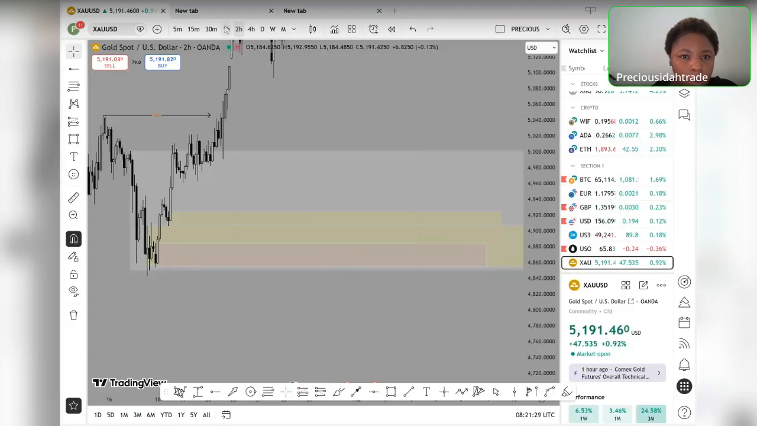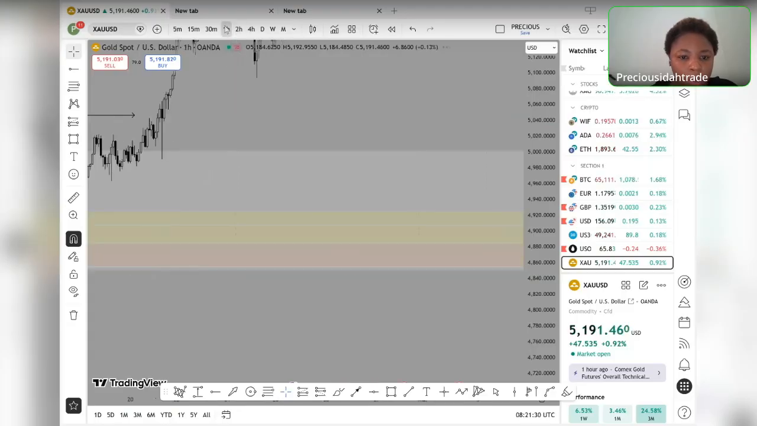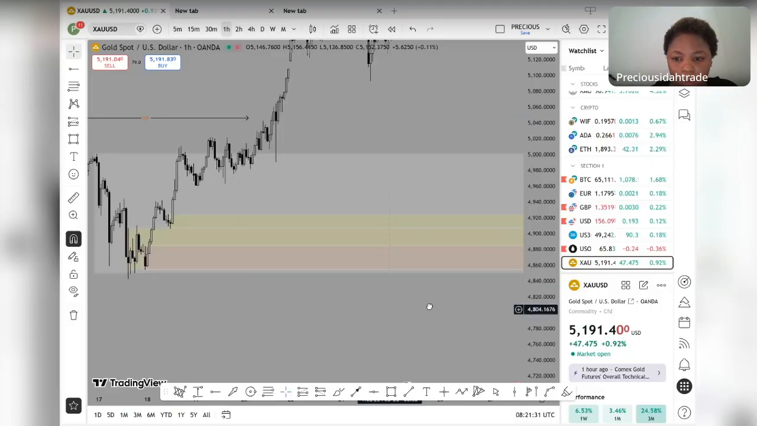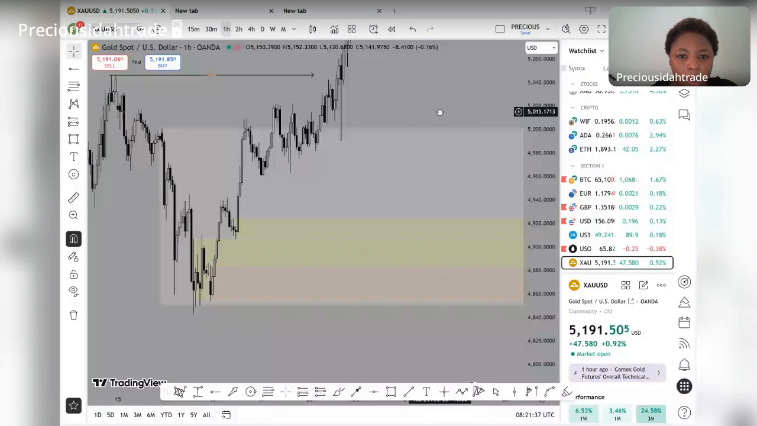Let's go to 1 hour and see what is going on. So this is 1 hour. And then, okay, somebody say, what about these ones, right? So we have this low here. We have a high here, and then we have a low here. So price came down to mitigate this low already. And then move all the way, came down to mitigate this low as well.